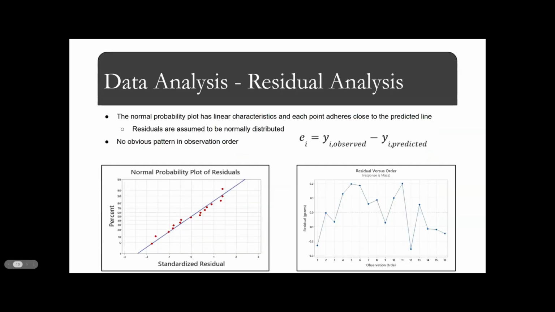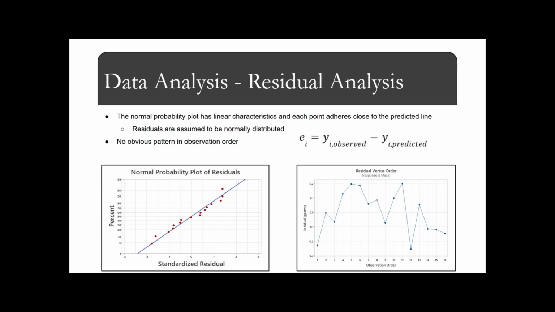So for our residual analysis, we produced a normal probability plot, a residual versus order plot, and a residual versus fit plot. On the left, the normal probability plot adheres relatively closely to our predicted linear line, so the residual distribution can be assumed to be normal.